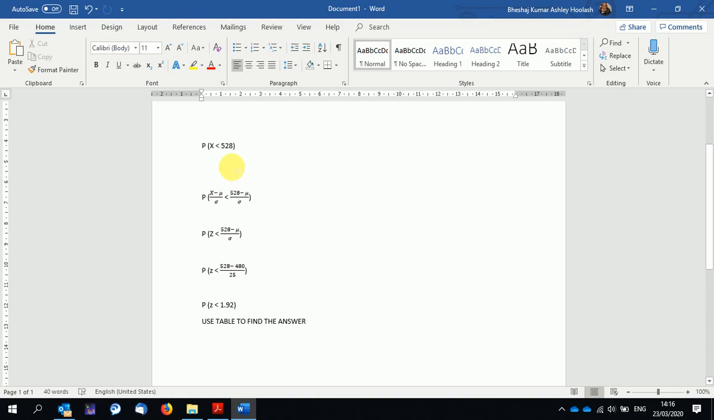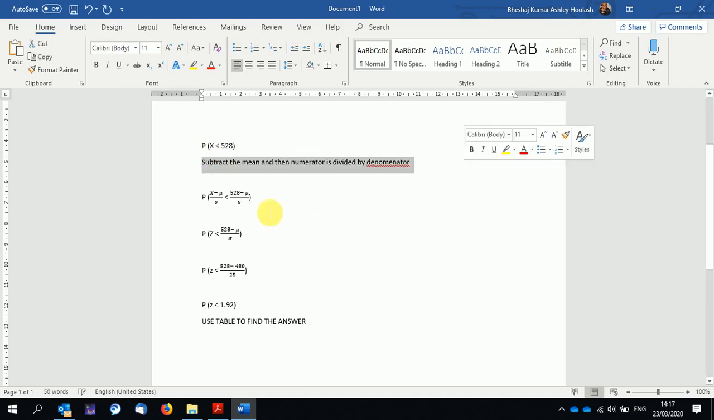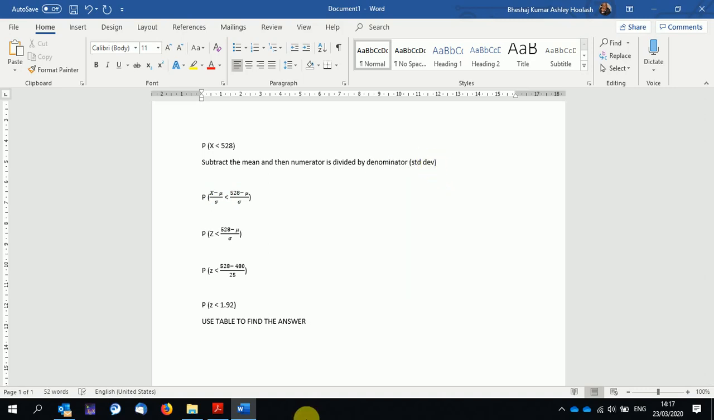That's the only thing you will do. So subtract the mean, and then the numerator is divided by the standard deviation. Right, so that's the step here. So on the left hand side, I'll subtract the mean, and I'll take the whole answer on the numerator. I'll divide by the standard deviation. That's the only step you have to do.